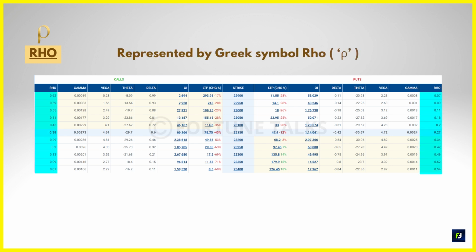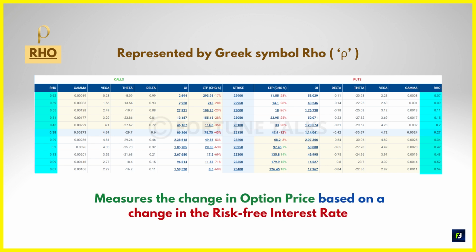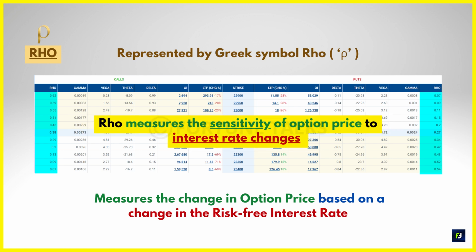The term rho comes from the Greek symbol rho. Rho measures the rate of change in an option's price based on a change in the risk-free interest rate. In other words, rho measures the sensitivity of an option price to the changes in interest rate.